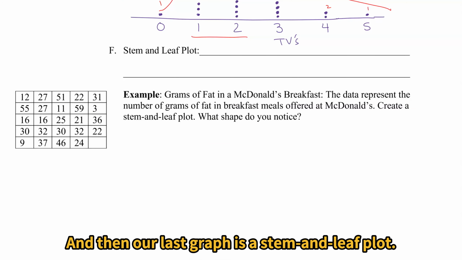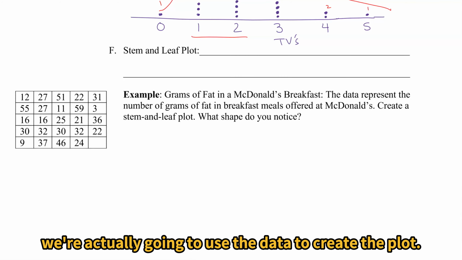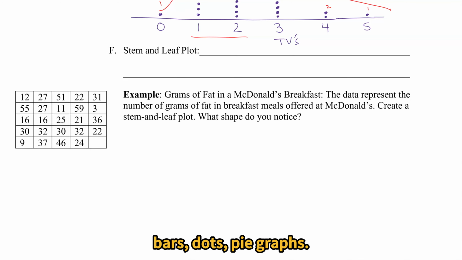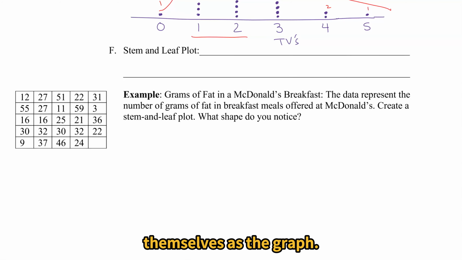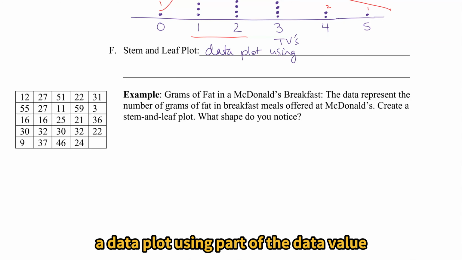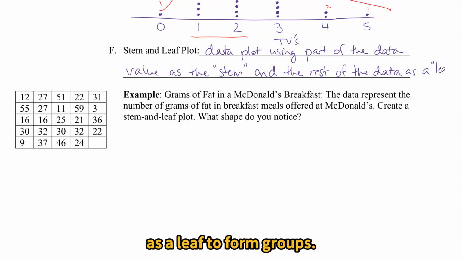And then our last graph is a stem and leaf plot. A stem and leaf plot is a different kind of data plot, but this time we're actually going to use the data to create the plot, but not like before. Before we've been using lines, bars, dots, pie graphs. This time we're actually using the numbers themselves as the graph. So here we go, a stem and leaf plot, a data plot, using part of the data value as the stem and the rest of the data value as a leaf to form groups.